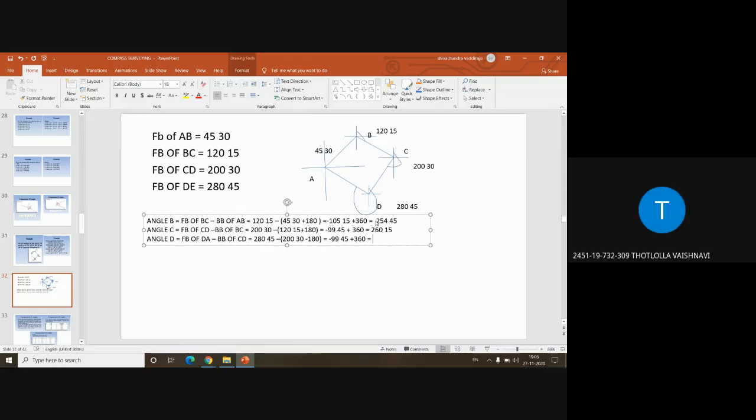Sir, it did not come as minus 99, sir. 260 degrees 15 minutes came directly, sir. 200.5 minus 180 is 20.5. So it is 280.75 minus 20.5, which is 260.25. Okay.